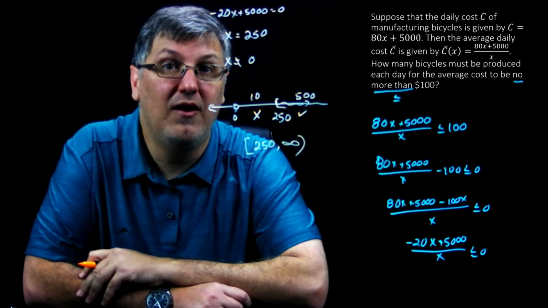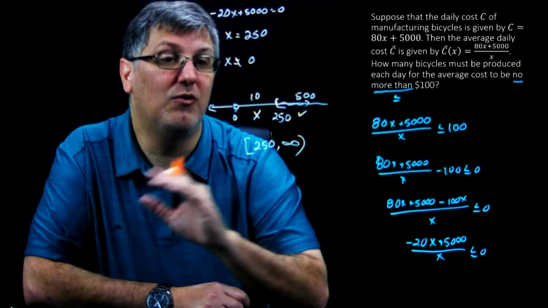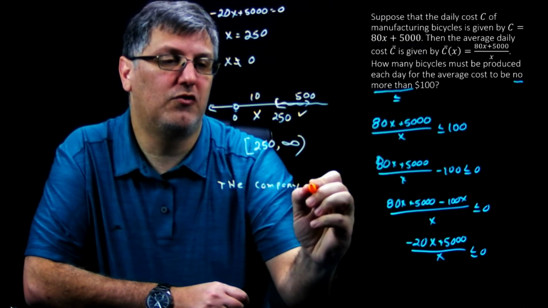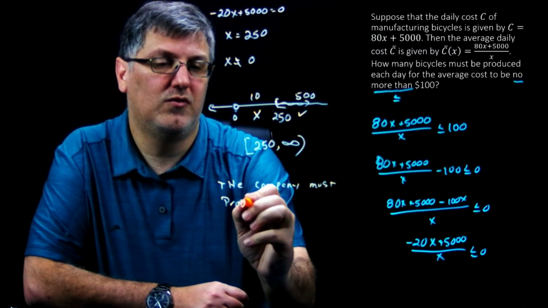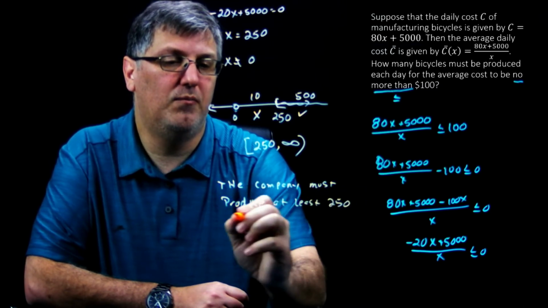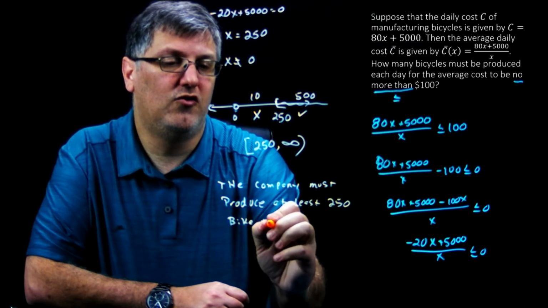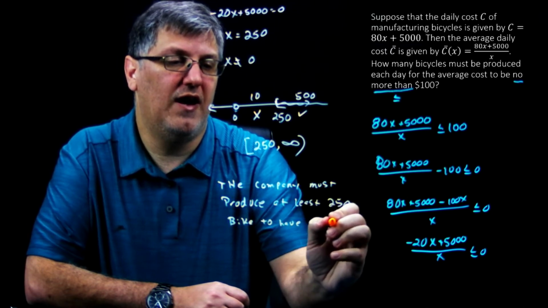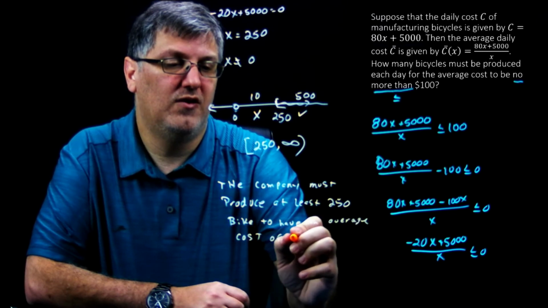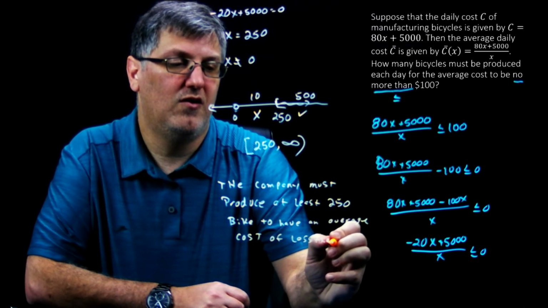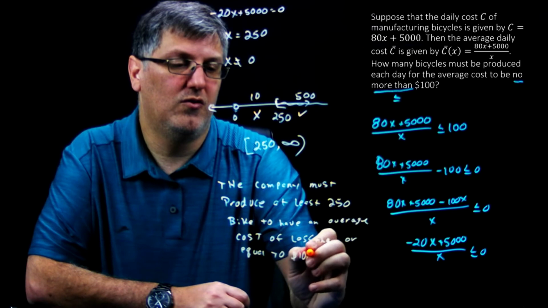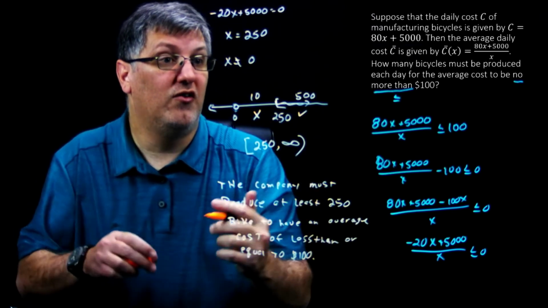But it's a word problem, so we have to go back into the word problem and figure out what's going on. And what this actually means is the company must produce at least 250 bikes to have an average cost of less than or equal to $100. All right, so voila, this is how we solve this.